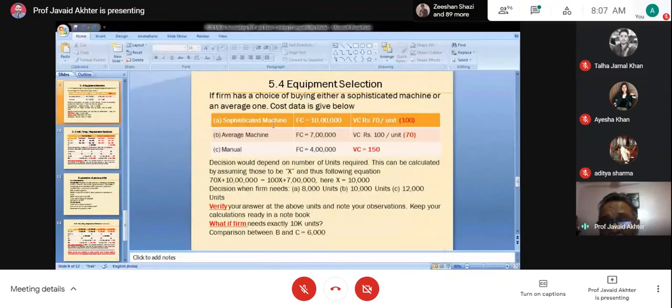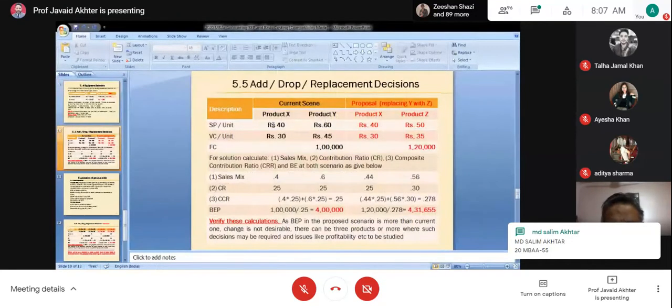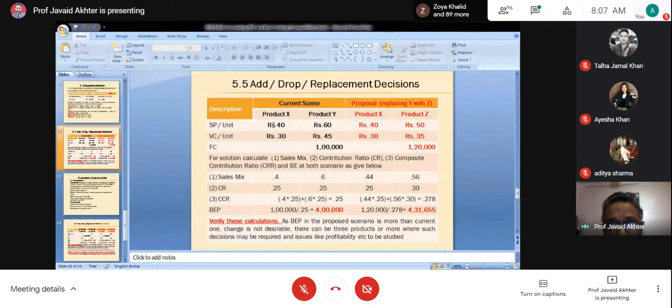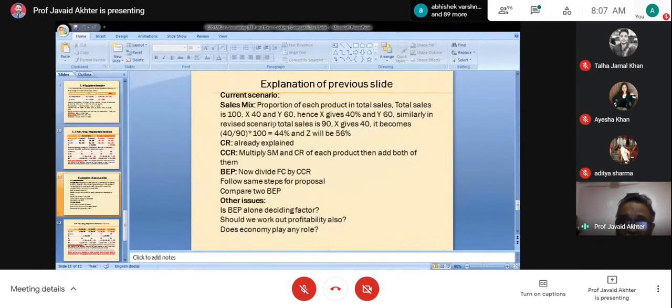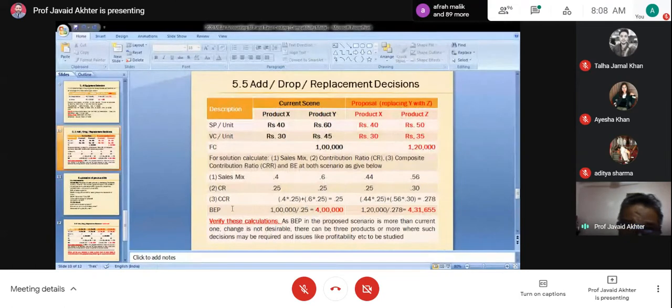It is composite contribution ratio. The formula for calculating it is fixed cost divided by composite contribution ratio. So if things are clear, this also you read, I have explained it. And now we come back to the previous slide. Now what I have written here, verify these calculations. Can you verify these calculations?